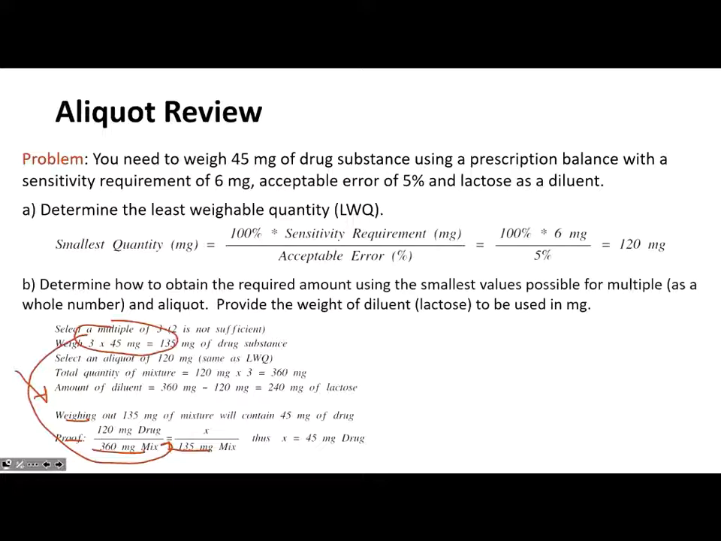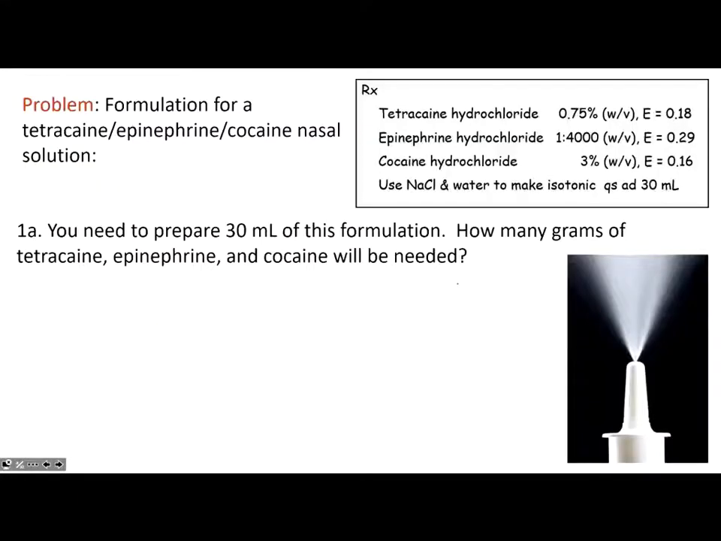Questions about that? I know you've done this before. It has been a little bit over time, so I wanted to review that process. Hopefully that makes sense in terms of the way we ask that question: the least whole multiple and the least amount, essentially, of the aliquot. Okay? All right. Well, let's move past that.